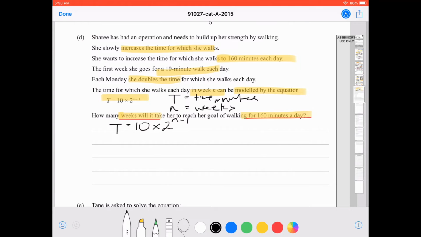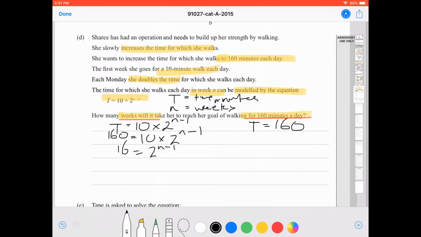And when Cherie is walking for 160 minutes a day, t will equal 160. And so we can substitute that into our equation. 160 equals 10 times 2 to the power of n minus 1. Divide by 10 on both sides, we've got 16 equals 2 to the power of n minus 1. And at this point, possibly you're a little bit stumped as to what to do next.